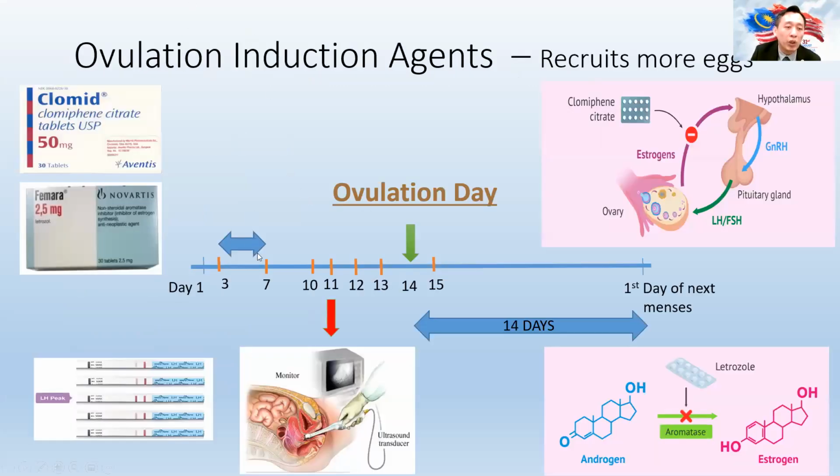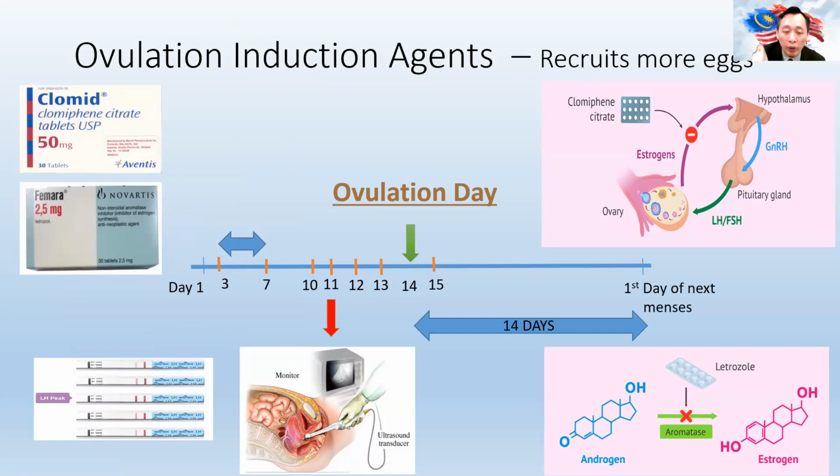So ovulation induction normally is taken from day 3 until day 7, for 5 days. You take Clomid from 50 milligrams daily to 150 milligrams daily, or Femara 2.5 milligrams to 7.5 milligrams daily. Then you ask the patient to come back for a scan. You can do a tummy scan, or you can do a vaginal scan.